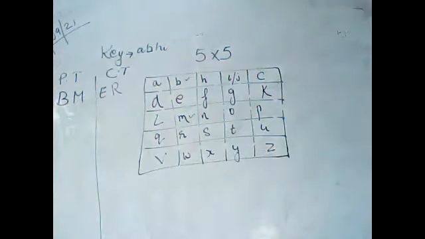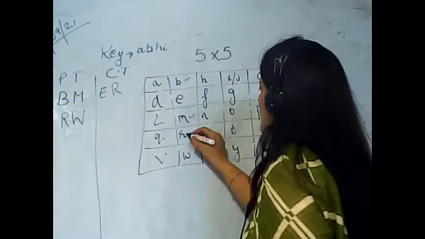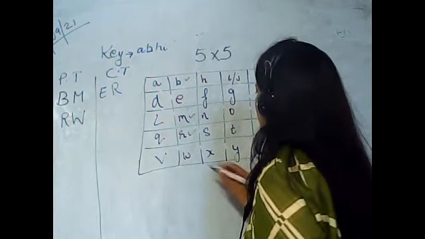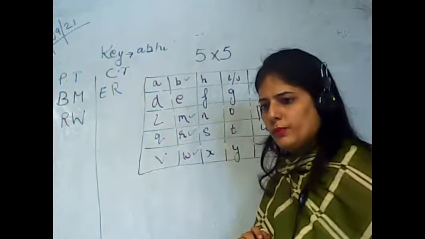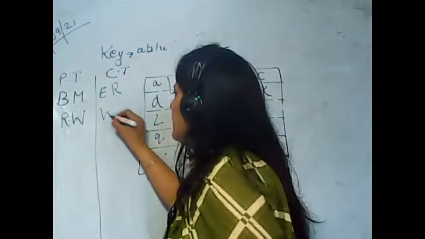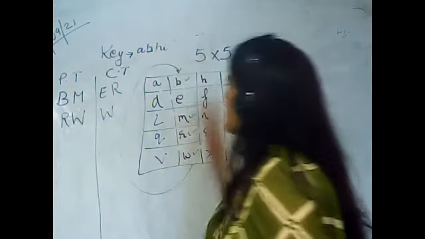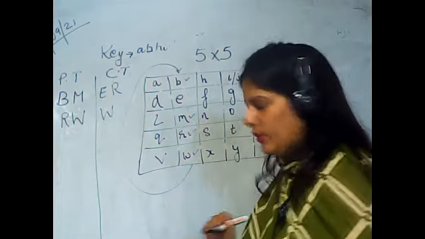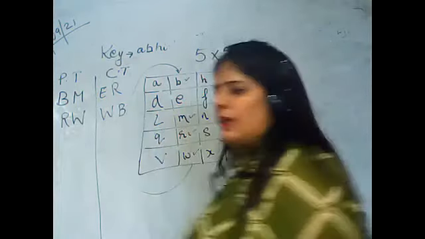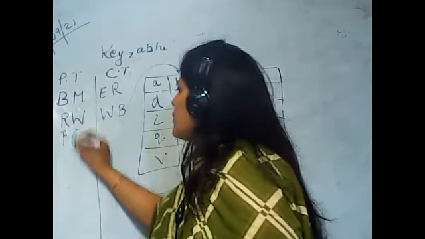Fine. Let's suppose my another plain text is R W. So again I will say, here is my R, and where is W? Again here. Okay, so below this R, which alphabet is present? That is W. And below this W, no alphabet is present, so it will move towards the starting point. So what element will we have here? That is B.